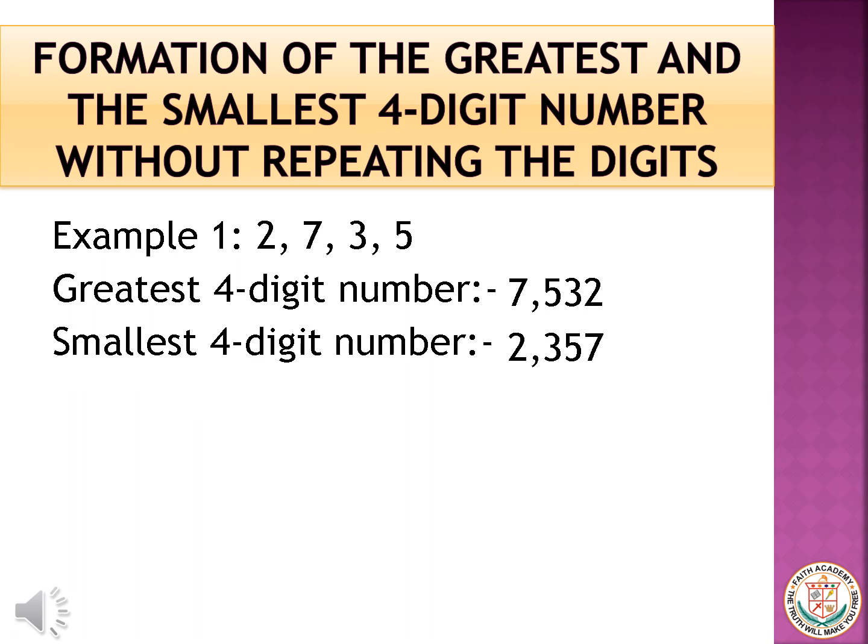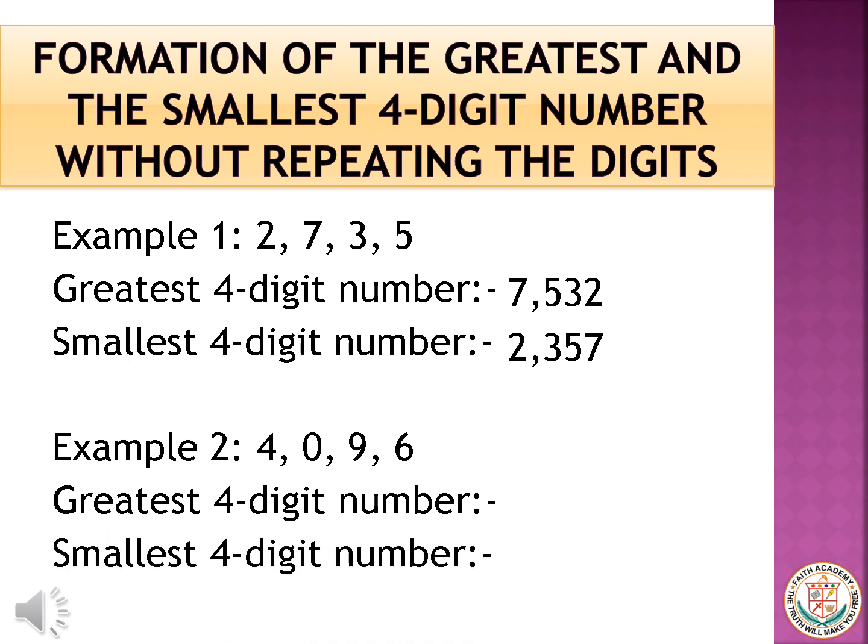As we have already seen before, we will again form the greatest 4-digit number using 4, 0, 9 and 6. And the number so formed is, come on, take a guess. Yes, you are correct. It's 9640. Coming to the smallest 4-digit number, you have to guess again. Yes, it is correct. It's 4069.